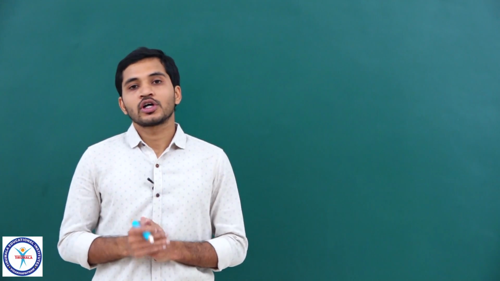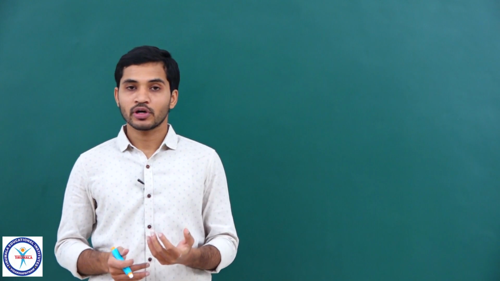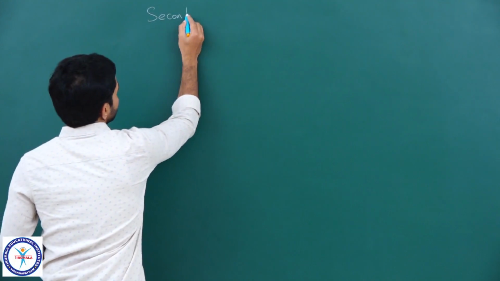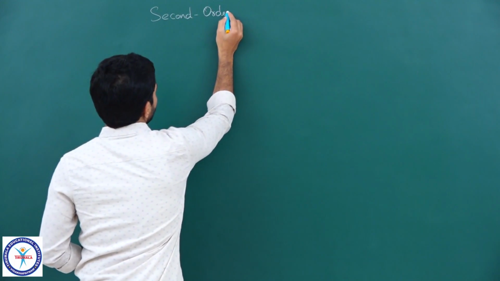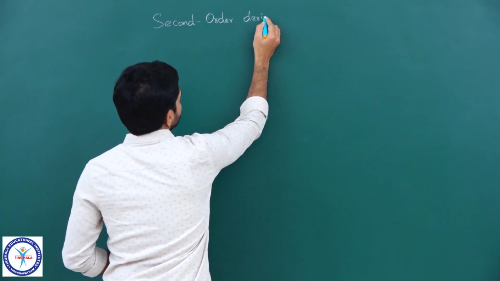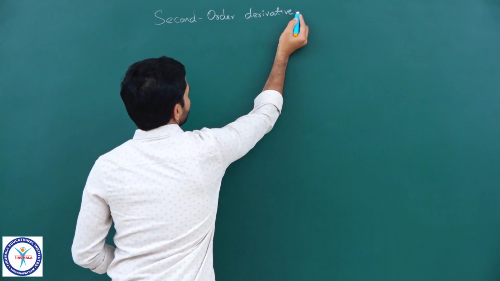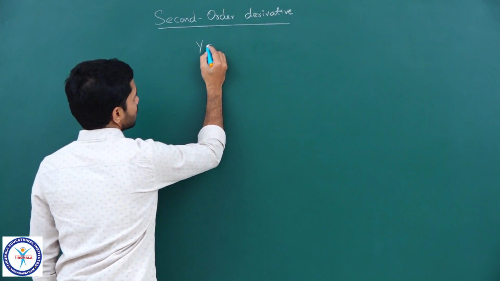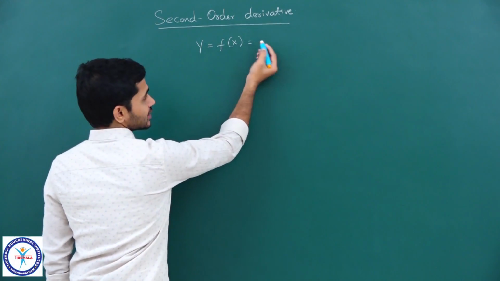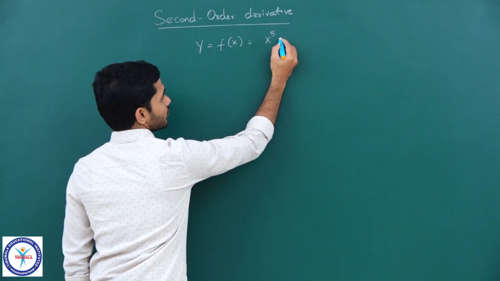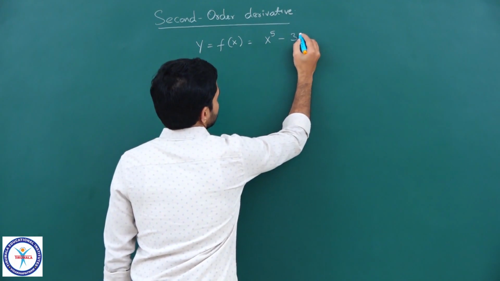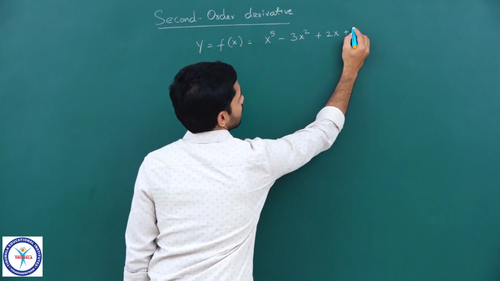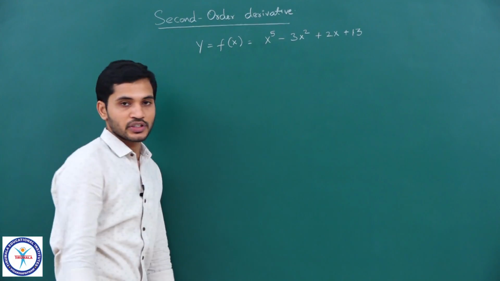So, students, the next concept we will be discussing is called second order derivative. Let us see what it is. We will take an example to understand that. Let us say there is a function y which is f of x, given by x power 5 minus 3x square plus 2x plus 13. Clear?